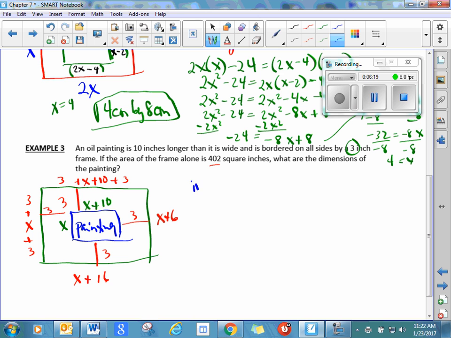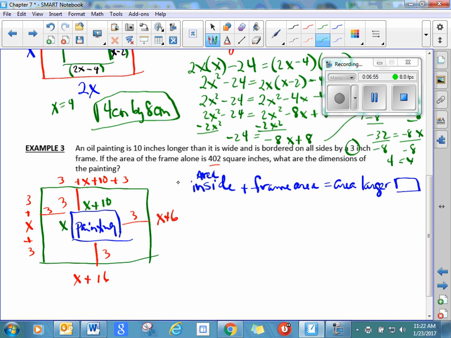Basically what we're doing is we're adding the area of the inside, plus the frame area, and that is going to equal the area of the large rectangle. So if you add the little bitty painting area and you add the area of the frame, it stands to reason that that gives you the total area of both of them added together. So this is going to set up a pretty long equation.